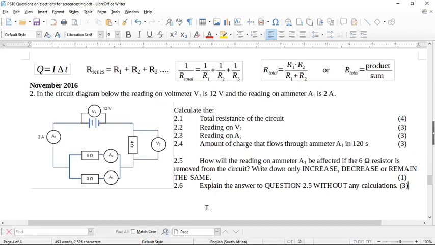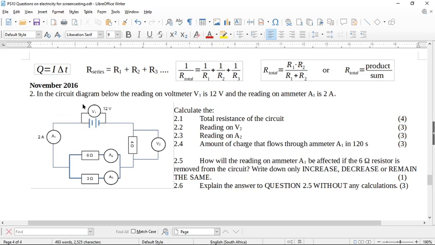Okay, let's look at this question from November 2016. In the circuit diagram below, the reading on voltmeter 1 is 12 volts and the reading on ammeter 1 is 2 amps. Calculate the total resistance of the circuit.